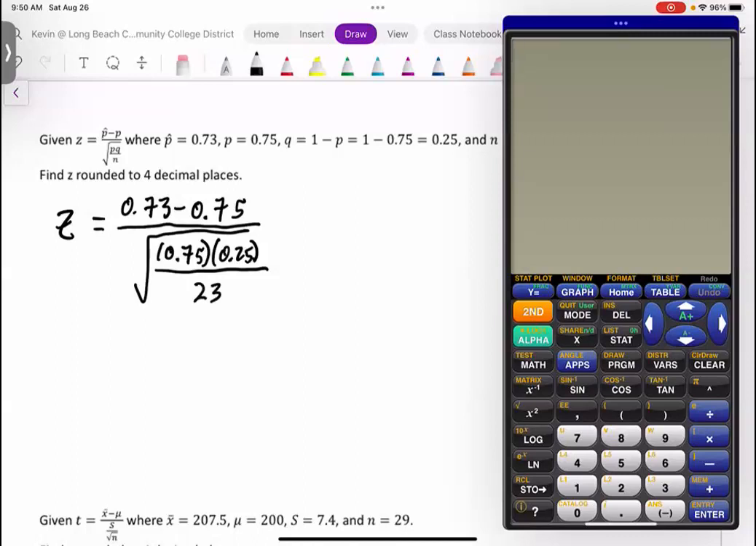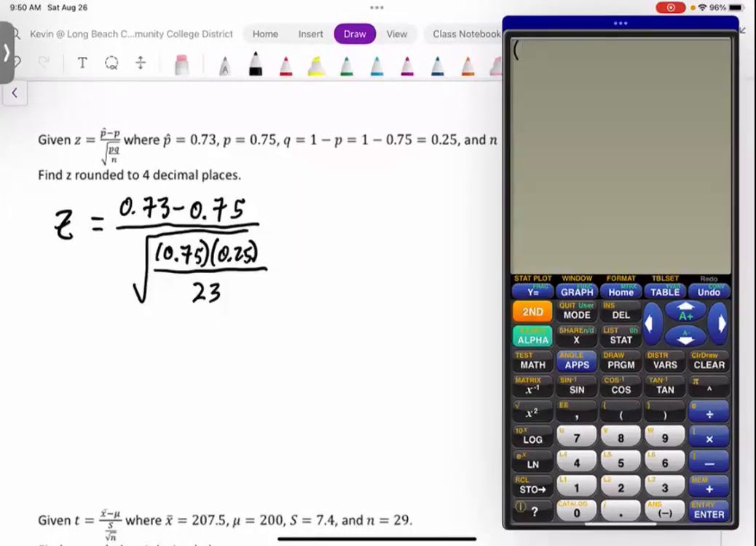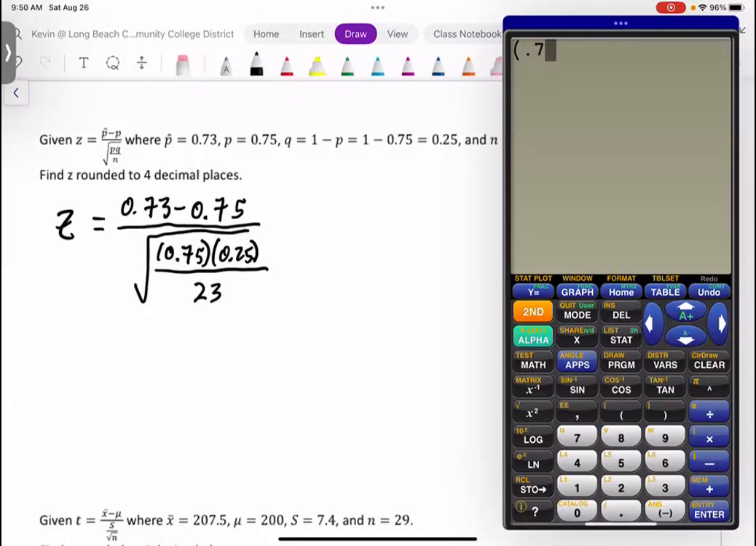And here's how we put this into the calculator. Now, it's really important that we use parentheses. I can't emphasize that enough. So we're going to start with parentheses, 0.73 minus 0.75, and then I'm going to close the parentheses. So the numerator has its own set of parentheses, divided by the denominator, which is also going to have its own set of parentheses. Now we have the square root of 0.75 times its complement, 0.25, divided by the 23. And that gives us, as predicted, our negative.